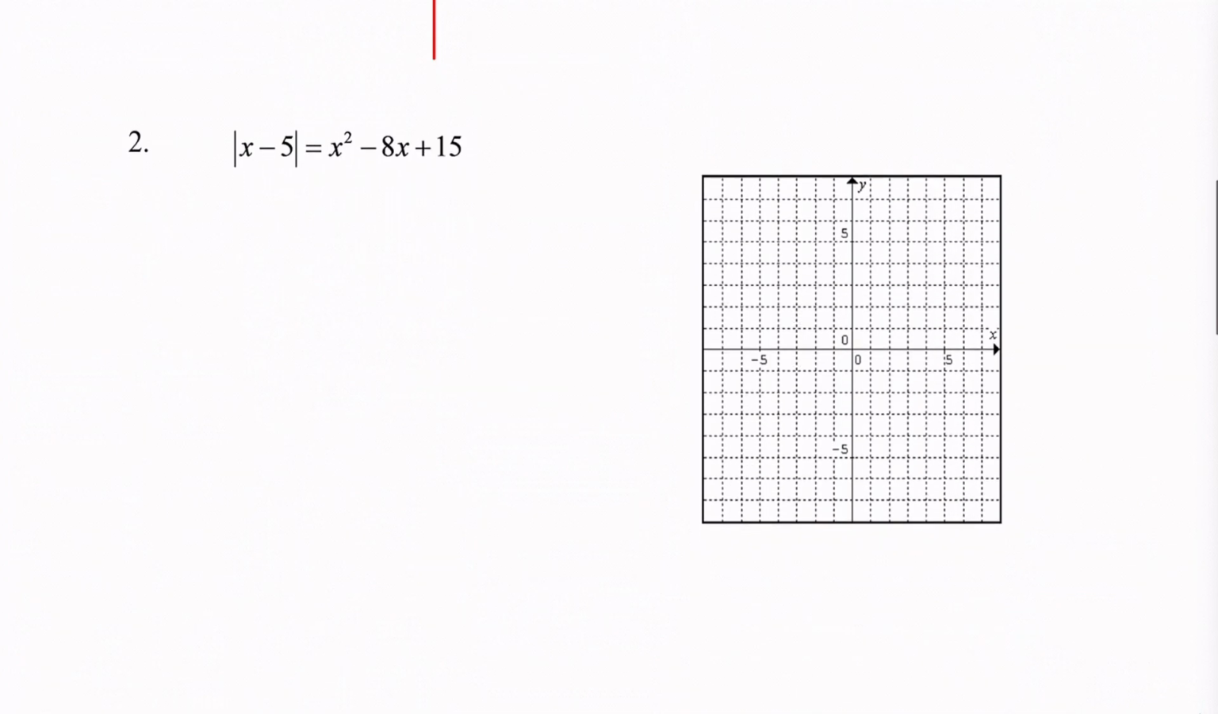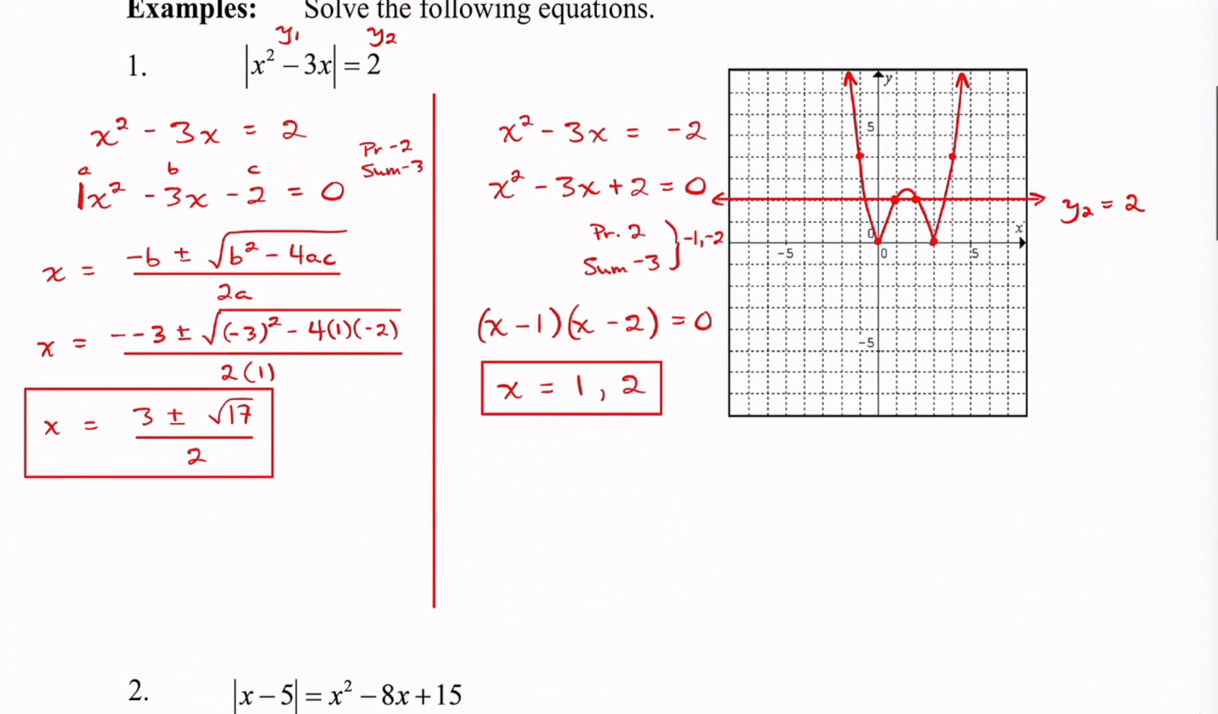And this one we have the absolute value of x minus 5 equals x squared minus 8x plus 15. Now in the previous one, what we've always been doing is we've made whatever is on the other side of the absolute value, we've made that thing a plus and a minus. But you don't have to make that a plus or a minus.